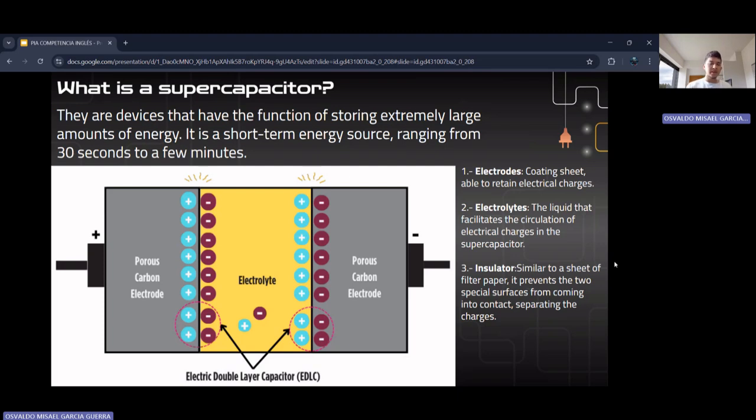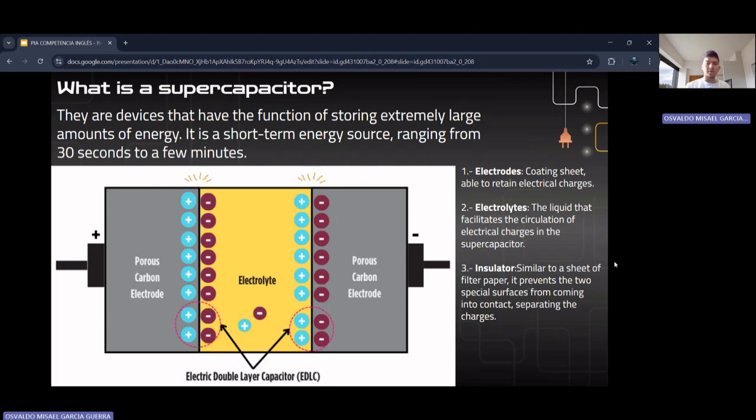We can divide it into three main parts to establish how a supercapacitor looks. First of all, we have the electrodes, which are a kind of coating sheet able to retain electrical charges. The next part, in the middle, is the electrolyte, the liquid that facilitates the circulation of electrical charges in the supercapacitor. And finally, we have the insulator.